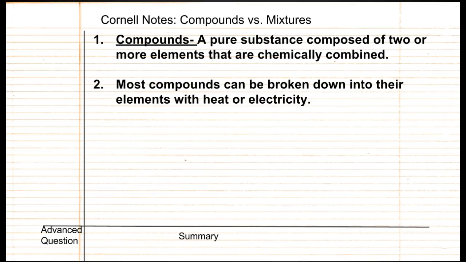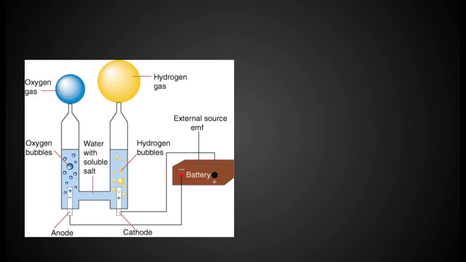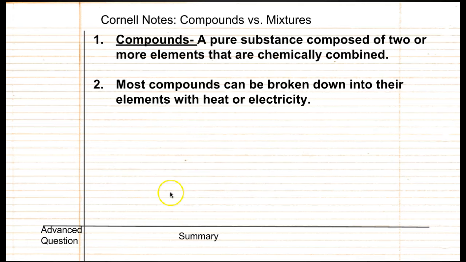Most compounds can be broken down into their elements with heat or electricity. So in the lab where we had the battery, we ran it through water and it had a little bit of salt. We saw oxygen and hydrogen gas, a small amount because a stronger battery would yield more gases. But breaking down this compound water into hydrogen and oxygen is an example of how compounds can be broken down with heat or electricity. Alright, go ahead and come up with your question for 2, and then we'll move on to number 3.